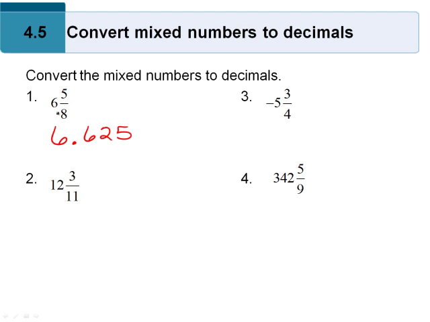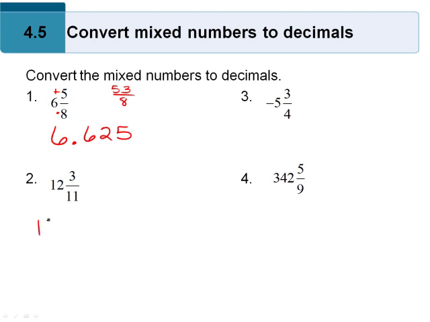You could also change the mixed number to an improper fraction and then divide. So if you did that, remember you multiply and add, you would have 8 times 6 is 48, plus 5 would be, what, 53 over 8. And if you divide 53 divided by 8, you get 6.625. So it comes out the same. I think it's easier just to do just the fraction part because then you don't even have to do any changing of the mixed number to an improper fraction.